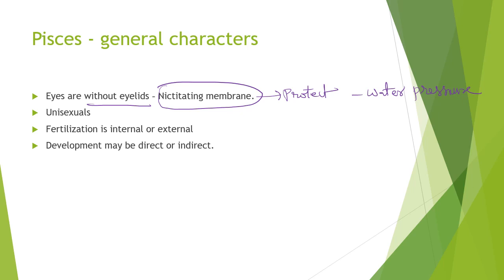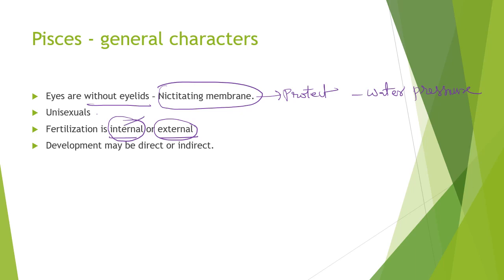And these are unisexuals. Unisexuals అంటే ఏకలింగ జీవులు. Sexes are separate. మగ చేపలు ఉంటాయి, అలాగే ఆడ చేపలు ఉంటాయి. ఫెర్టిలైజేషన్ it may be internal or external. అంటే నీటిలో జరగవచ్చు లేదా దేహంలో కూడా జరగవచ్చు. ముఖ్యంగా మనం కార్టిలేజినస్ ఫిషెస్ లో చూస్తే ఇంటర్నల్ గా చూస్తాం, మృదులాస్థి చేపల్లో. అస్థి చేపల్లోనేమో ఎక్స్టర్నల్ గా చూస్తాం. And the development may be direct or indirect.